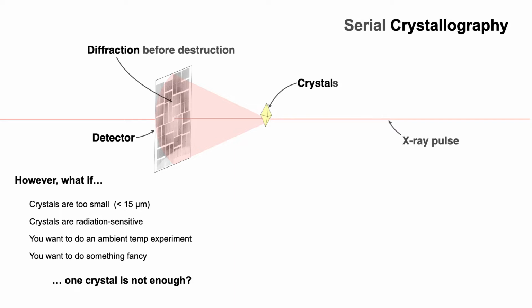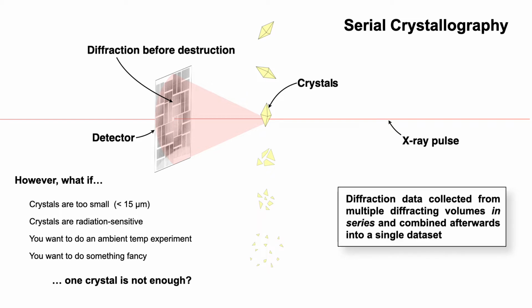An alternative procedure involves multiple crystals, each of which is exposed to an X-ray beam or pulse with diffraction collected before the crystal is destroyed. This is the basis of serial crystallography, a technique that really came into its own about a decade ago and has been gaining greater worldwide acceptance with the advent of free electron laser sources. We can summarize it as diffraction data collected from multiple diffracting volumes in a series and then afterwards combined into a single data set.